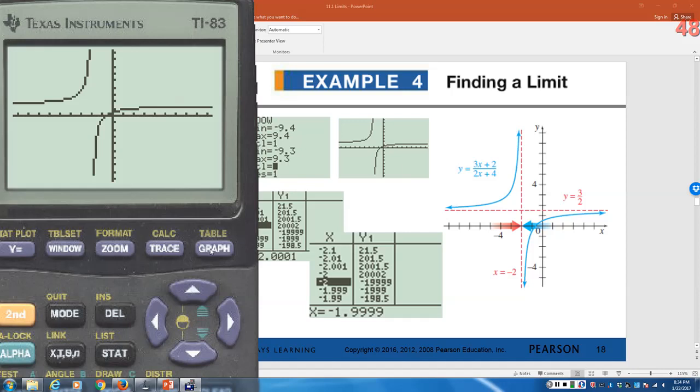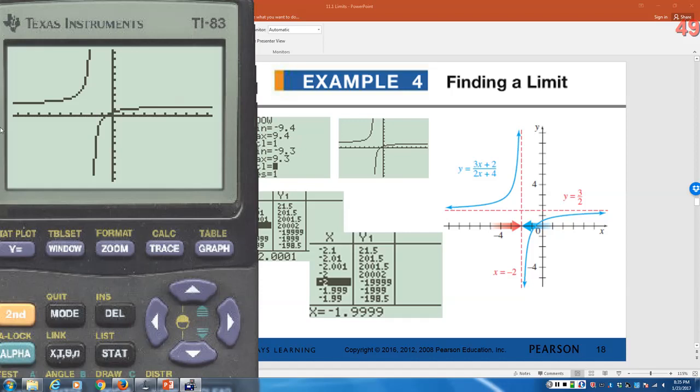Why is it acting so funny right here? Why is it behaving strangely right there? That's where the function's not defined. So something different happens when it's less than negative 2 from what happens when it's greater than negative 2. The whole function behaves differently.